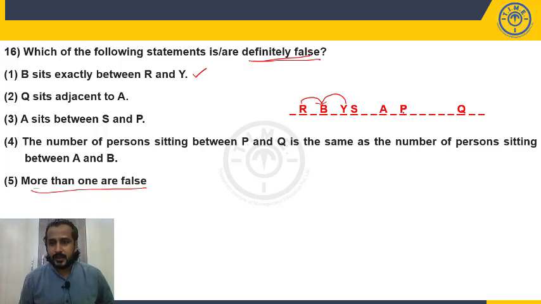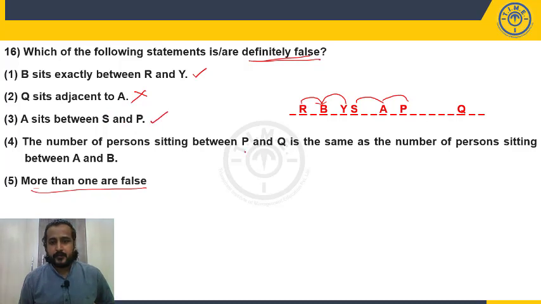Q sits adjacent to A. Are Q and A adjacent? No. So it is false. But I cannot go with this because there may be more than one false statement. So I need to check. A sits between S and P. Yes, A is between S and P. Though it is not exactly between, A is between S and P. That is true.